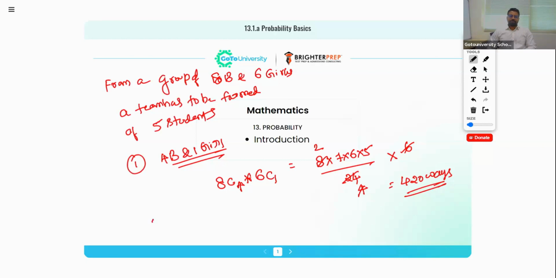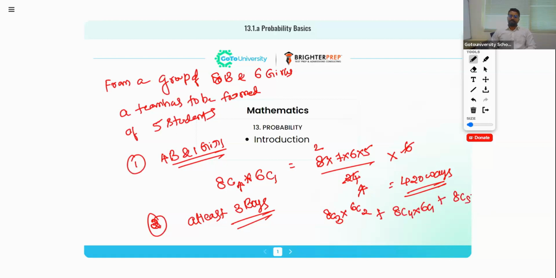Next, if I say another condition, which should have at least 3 boys. What will be at least 3 boys? It can have 3 boys from the 8 boys and then the remaining 2 girls, or I can have 4 boys and 1 girl, or I can have all 5 boys, no girl. So all these expansions, if you try, you'll get the answer. I don't want to get into the detail of all this right now because we have learned these things in our 11th standard itself. It was just a quick recap.